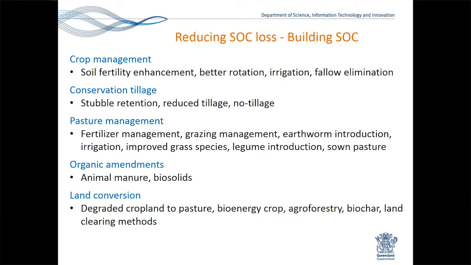They also had a look at bioenergy crops, agroforestry. We had a project about 10 years ago looking at peanuts into pastures and then from pastures into forestry practices. So they were trialling these new ideas out, biochar and different land clearing methods.